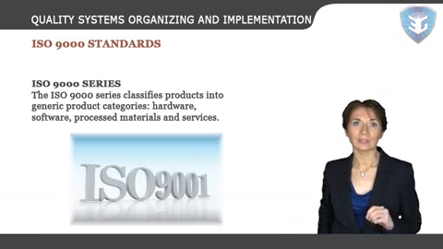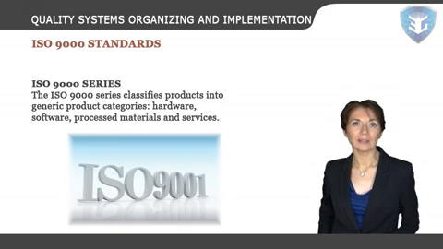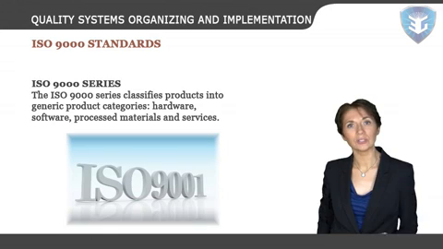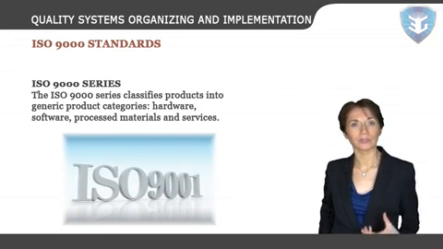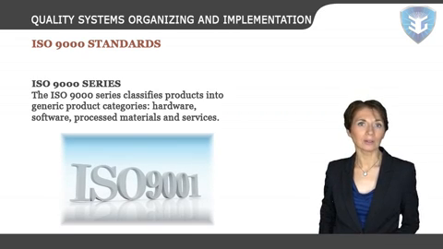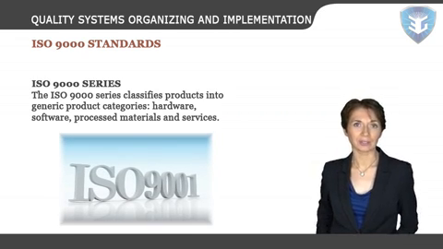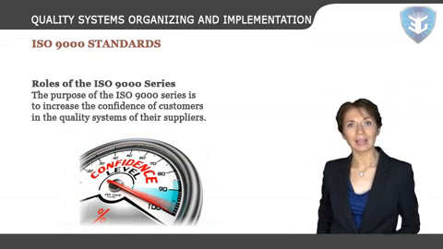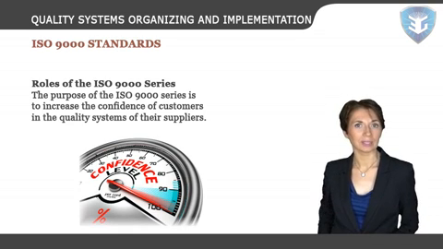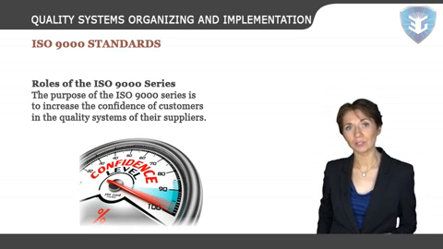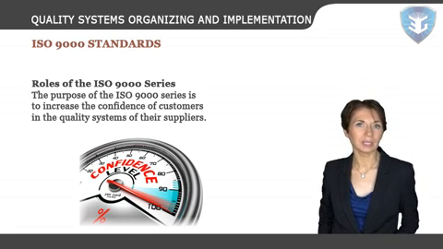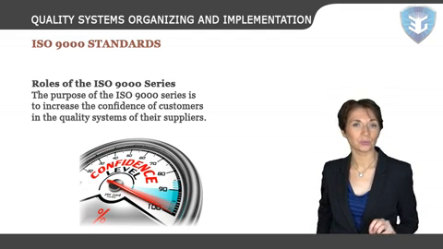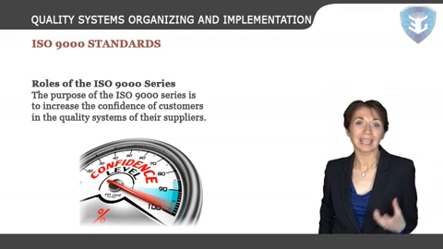The ISO 9000 series. The ISO 9000 series classifies products into generic categories: hardware, software, processed materials, and services. The standards are applicable to all industry sectors. Roles of the ISO 9000 series. The purpose of the ISO 9000 series is to increase the confidence of customers in the quality systems of their suppliers. This is particularly important when there are great distances between parties, different languages, and different terms.